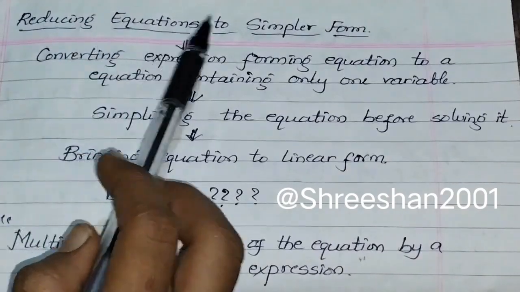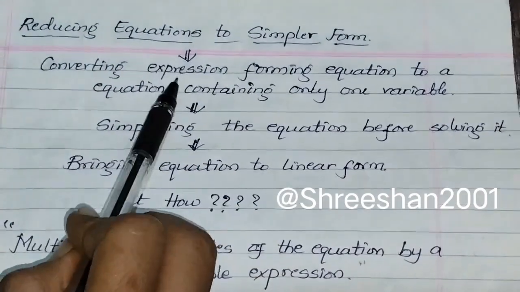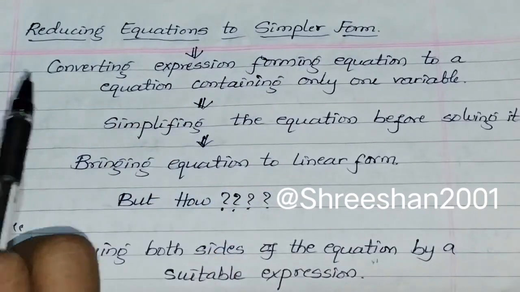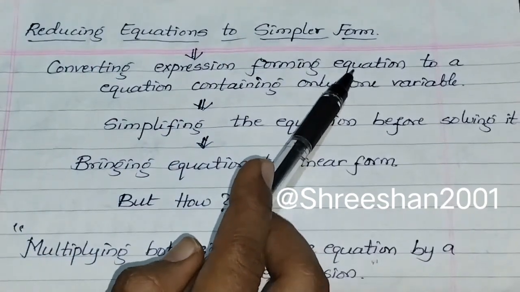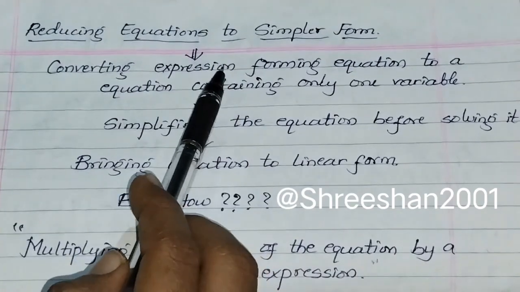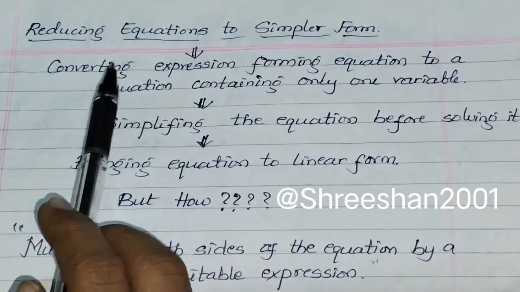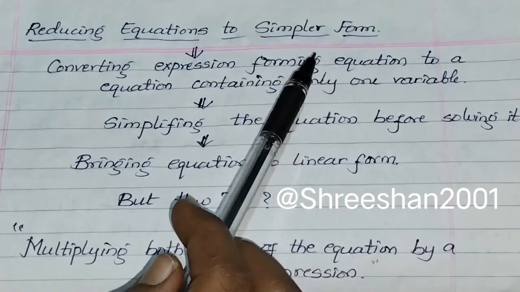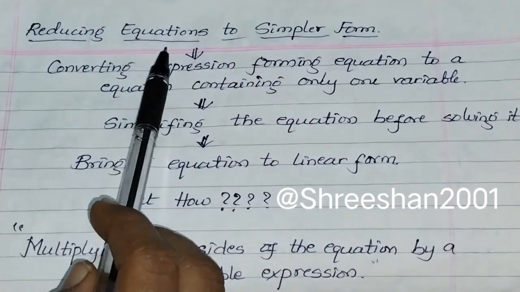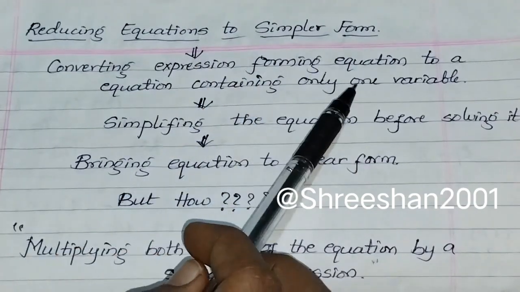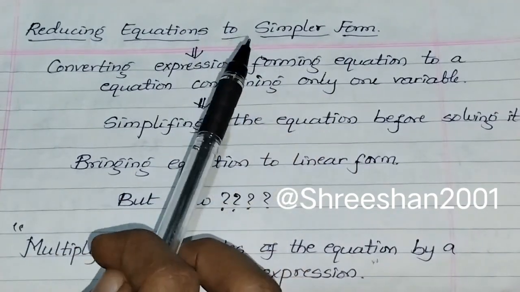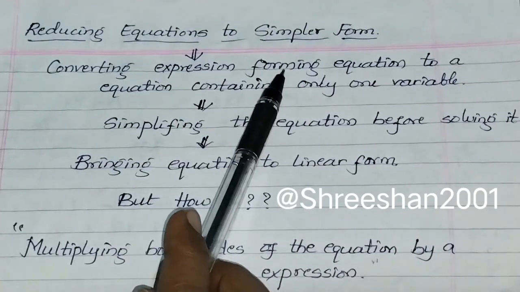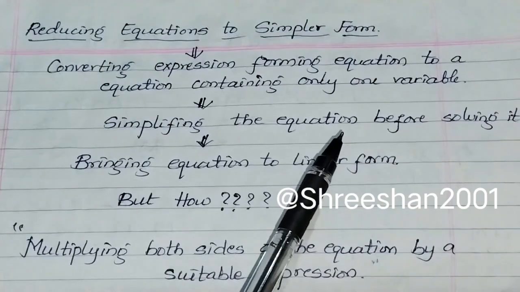Now, reducing the equation to a simple form is nothing but converting that expression containing the equation to an equation containing only one variable. We are taking that linear equation which has an expression in it and converting it to a one variable equation. So we are bringing this equation to a very simple form. How are we going to do it? We are just simplifying that equation, and then solving it for the value of the variable.